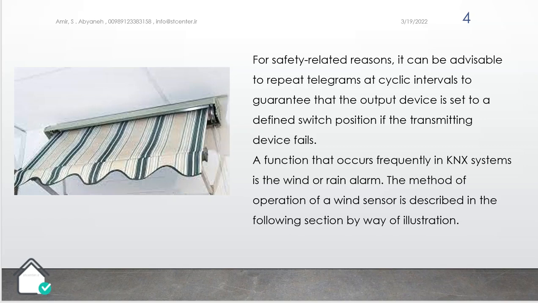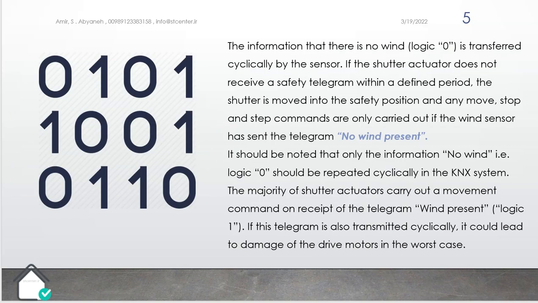So the important thing is that we always use the data coming from the sensors in a cyclic way and make sure we always get it. And actuators are waiting for this data to take the right action in case of any failure. Now we are talking about the configuration of the system between the wind sensor and actuators.